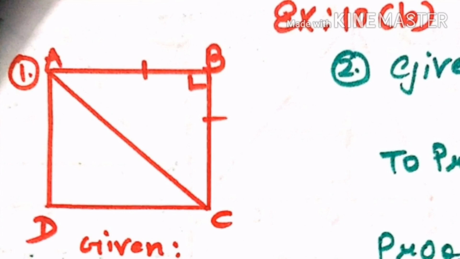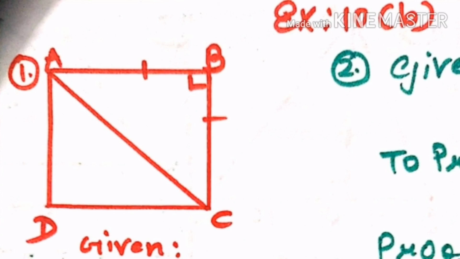Hello dear students. Now this is our chapter number 10, Pythagoras theorem, exercise 10B. We are starting with question number 1. Question number 1: ABCD is a square. Prove that AC square is equal to 2AB square.